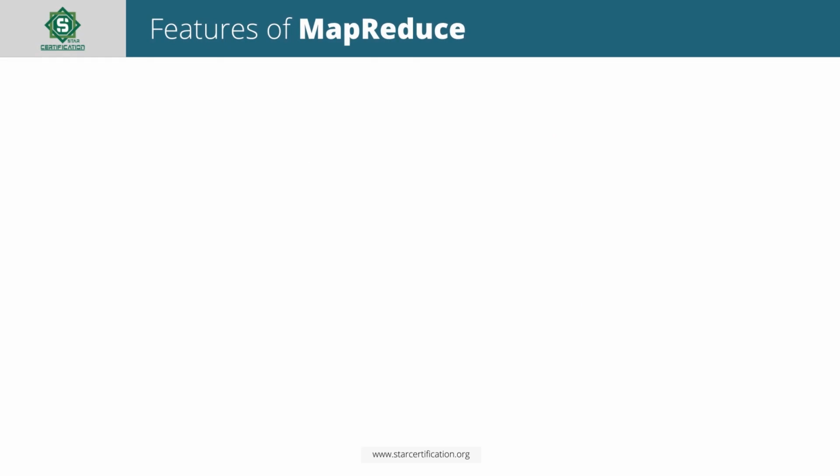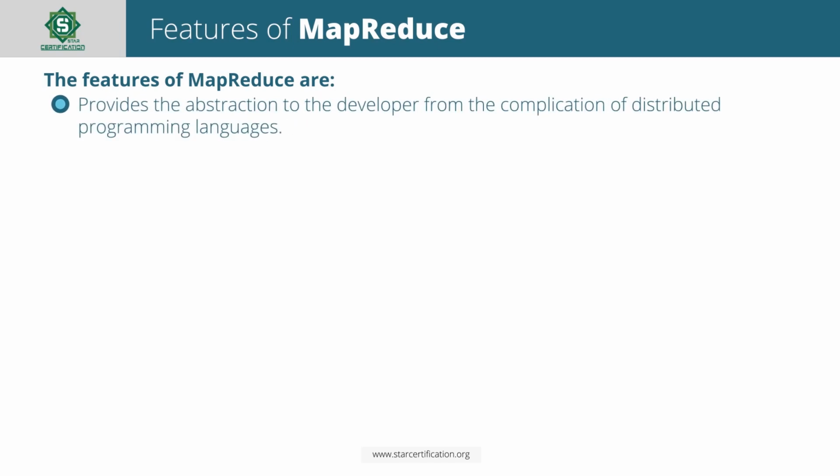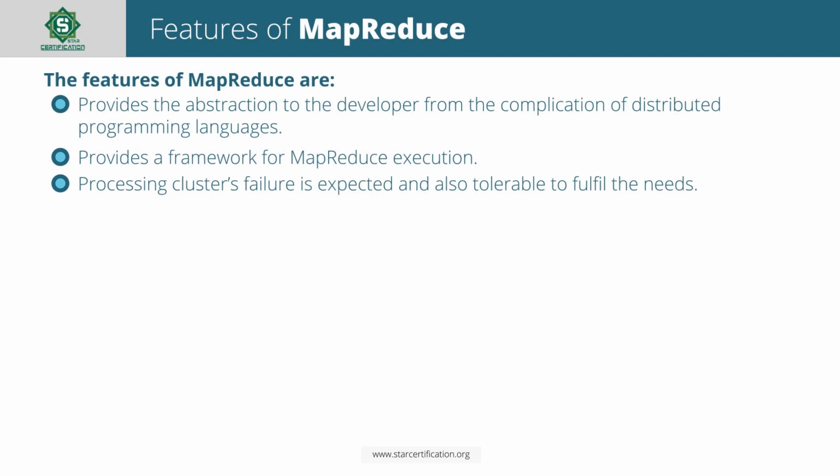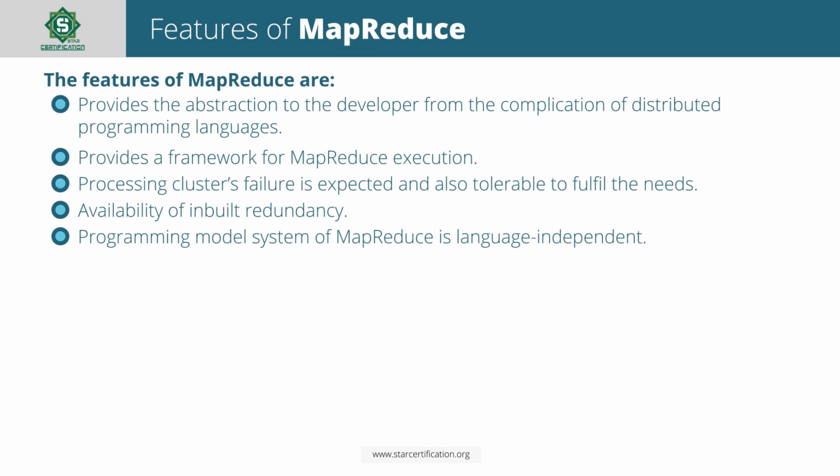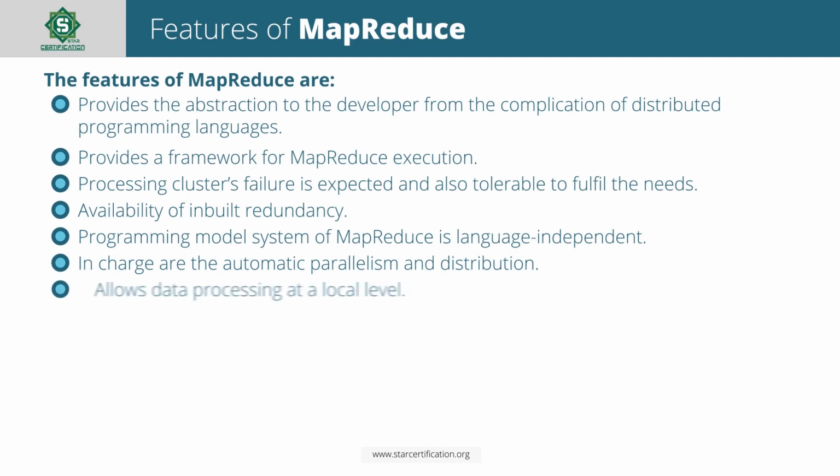Features of MapReduce. The features of MapReduce are: it provides the abstraction to the developer from the complication of distributed programming languages, and provides a framework for MapReduce execution. Processing cluster failure is expected and also tolerable. Availability of inbuilt redundancy. The programming model system of MapReduce is language independent. It is in charge of automatic parallelism and distribution. It allows data processing at a local level.